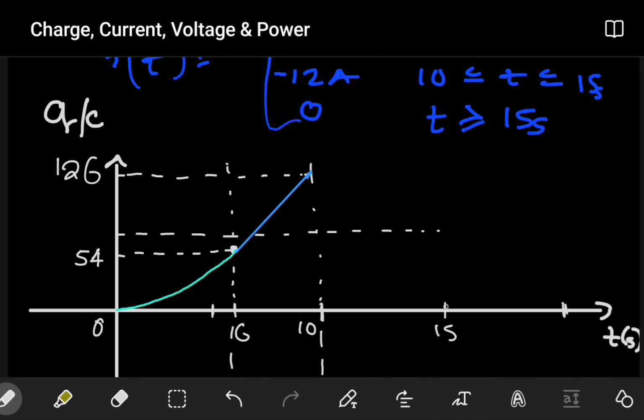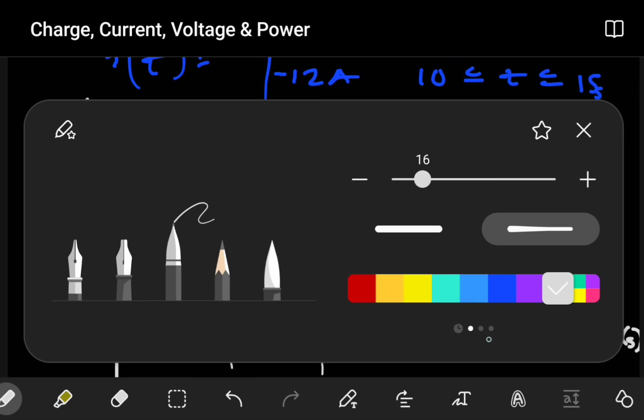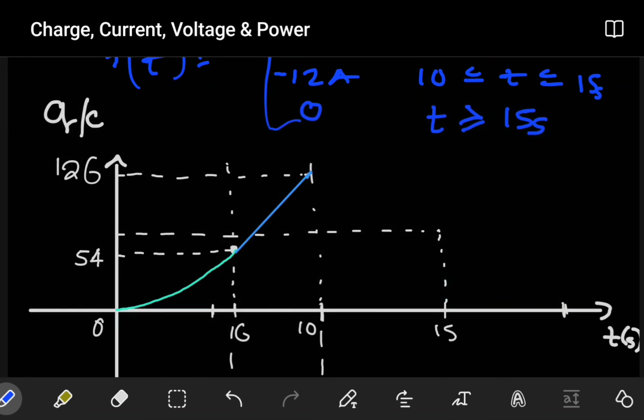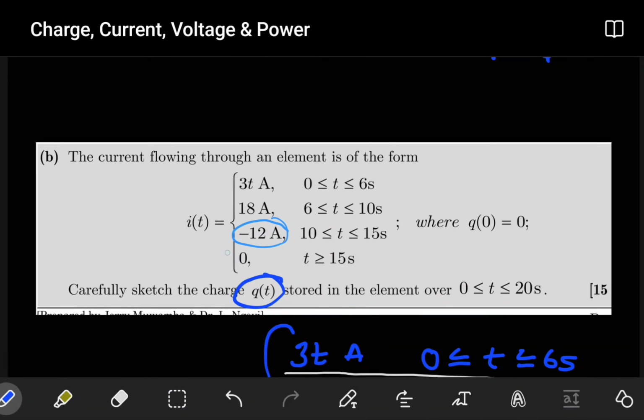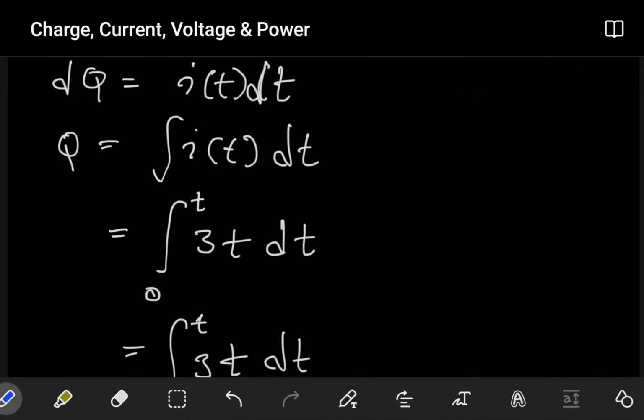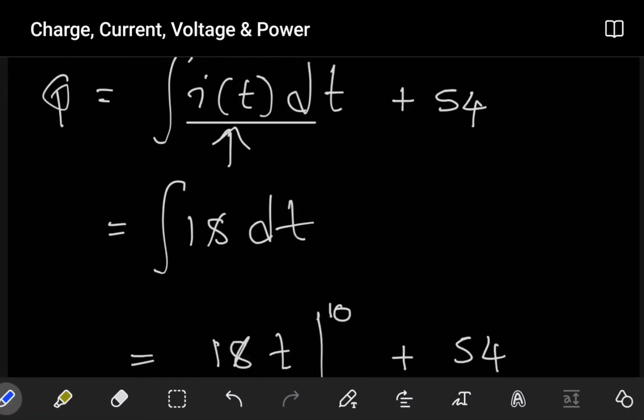The 15 is somewhere here. So now I'm going to draw a straight line, starting from t equal to 10 seconds up to t equal to 15 seconds, somewhere there. So this is what the graph will look like. Then we have the last part. For the last part, what is the question saying? Now it is equal to 0 for t greater than 15 seconds.